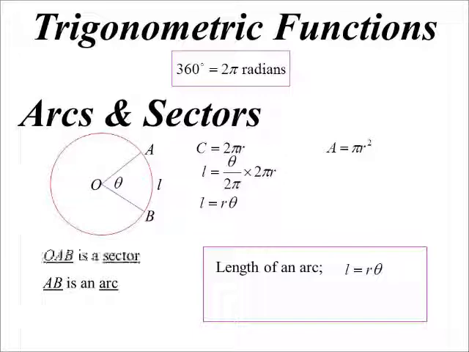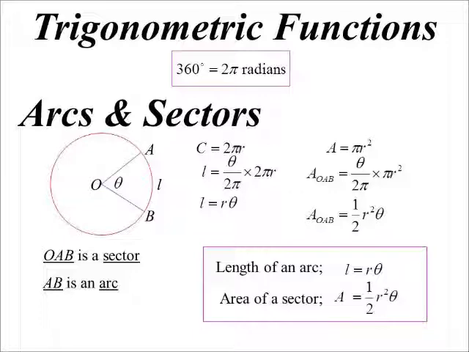It's similar with area. We just do the proportion. The pi cancels, and we get a half r squared theta. Half r squared theta. But once again, that theta needs to be in radians for it all to work. So, okay, let's just do an example.